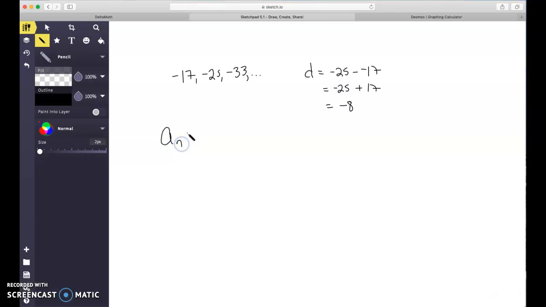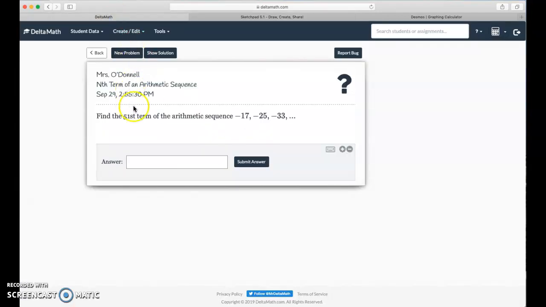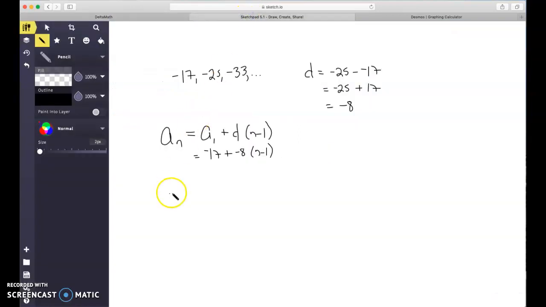My arithmetic sequence formula, explicit formula, is a sub n equals a sub 1 plus d times n minus 1. My a sub 1 here is -17. My common difference is -8. And Delta Math wants us to find the 51st term. So a sub 51 equals -17 plus -8 times 51 minus 1. And I'm going to follow my order of operations.